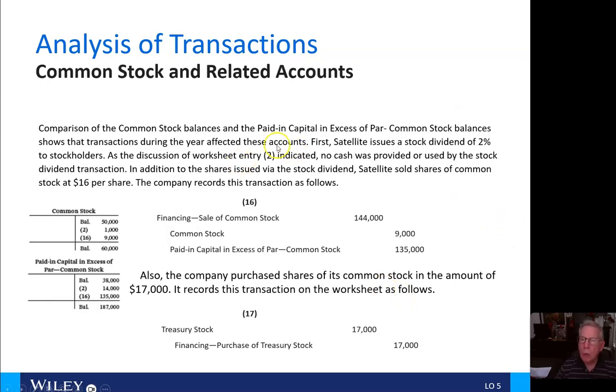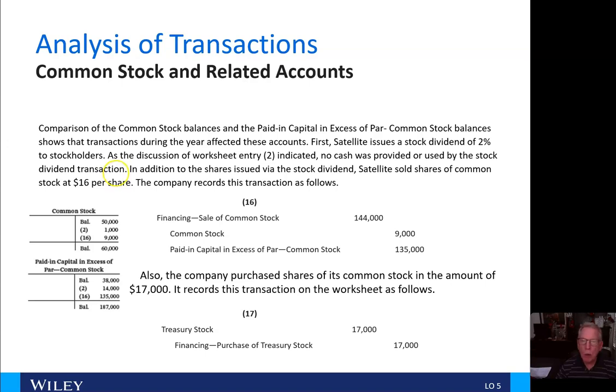Okay, the common stock and related accounts. Comparison of the common stock balances and paid-in capital in excess of par for common stock balances shows that transactions during the year affected these accounts. First, Satellite issues a stock dividend of 2% to stockholders. As the discussion of worksheet entry 2 indicated, no cash was provided or used by the stock dividend transaction. In addition to the shares issued via the stock dividend, Satellite sold shares of common stock at $16 per share.